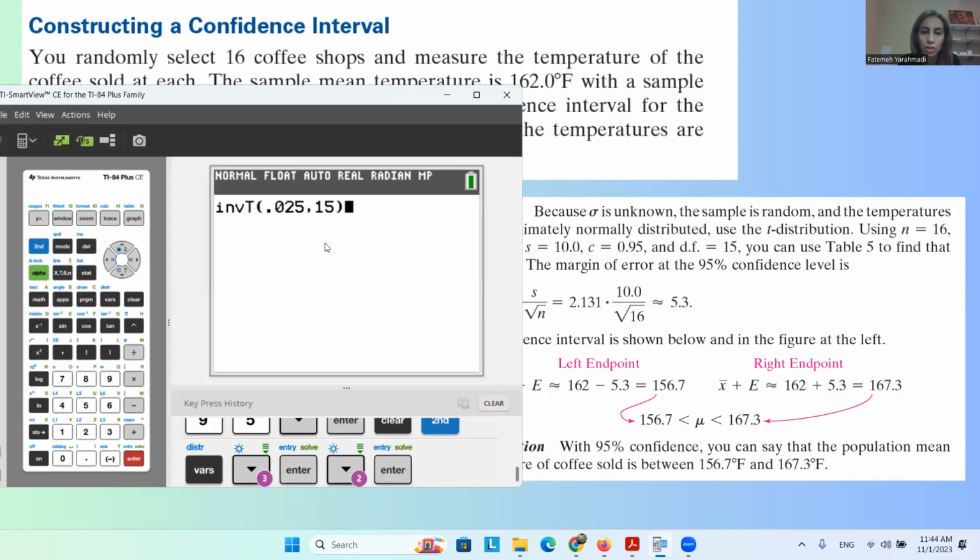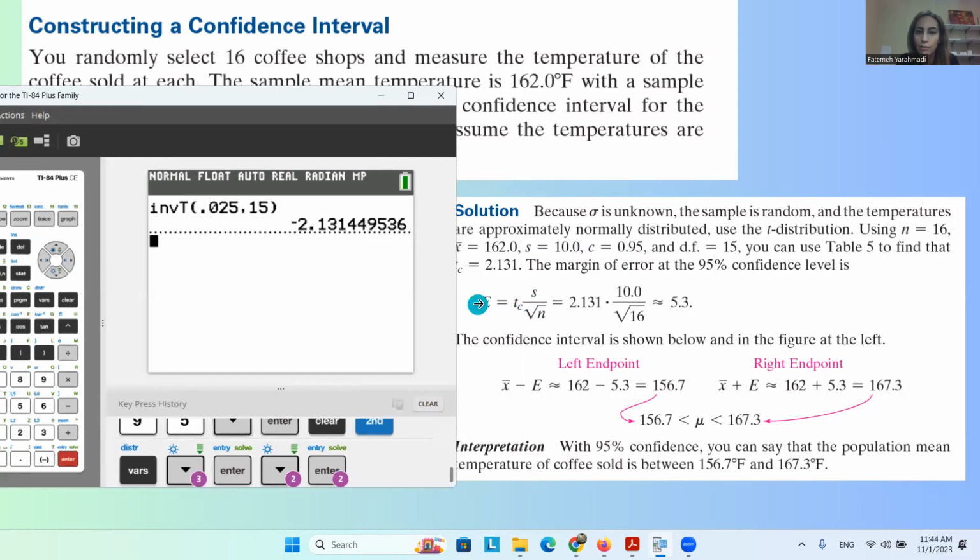Let us do the computation. Enter again. You get negative 2.131449. This number is the critical value on the left-hand side. To use the critical value, we have to use the positive number. Why? Because we want to build the distance. We want to calculate the distance. Distance cannot be negative. Distance is always positive.